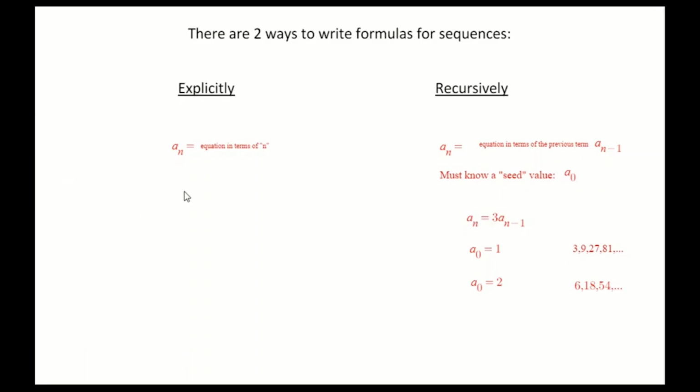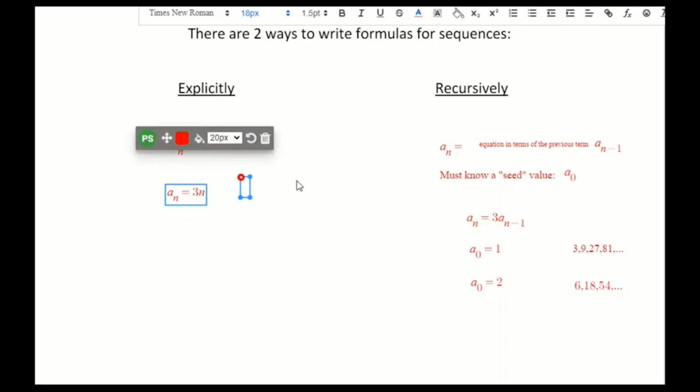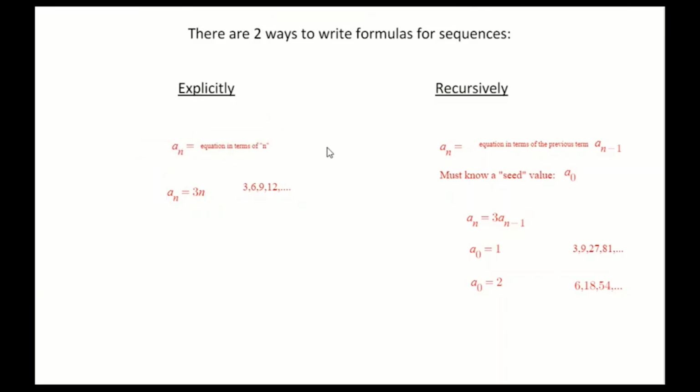If I have a sub n equals 3n, now my formula is just, well, you just plug in n: a sub 1, a sub 2, a sub 3, etc. So in this case, I don't need a seed value. My first term would be 3 times 1, which is 3. My second term would be 3 times 2, which is 6. My third term would be 3 times 3, which is 9. And you can just keep going. So you don't need a seed value with the explicitly written equation.